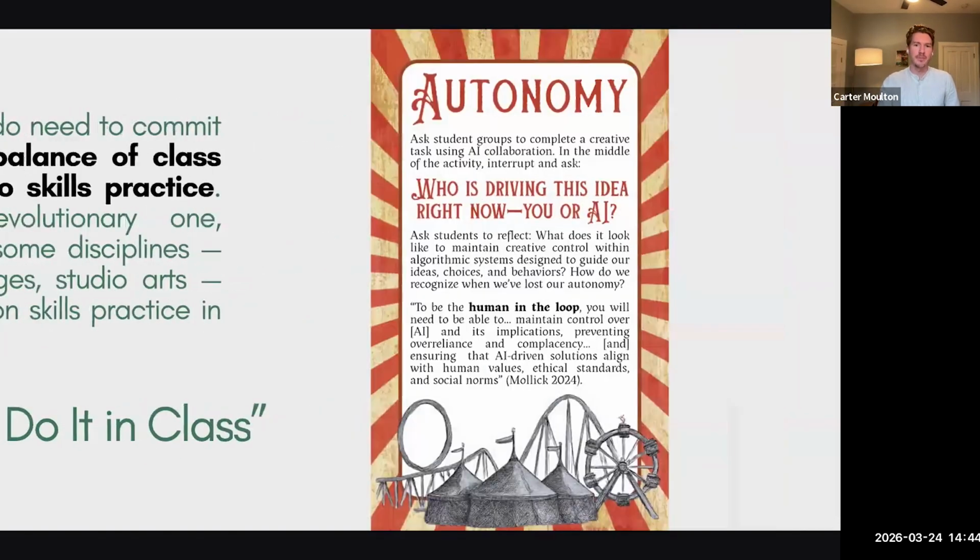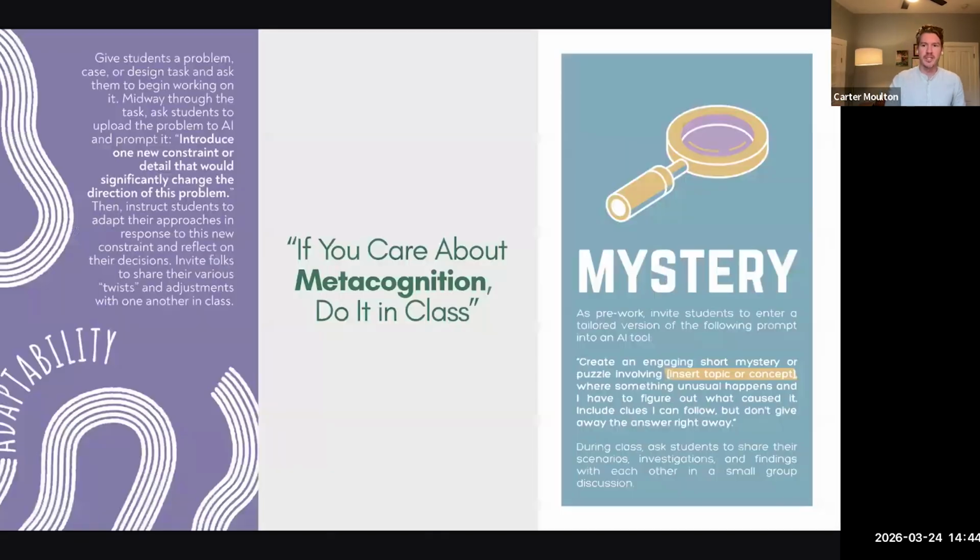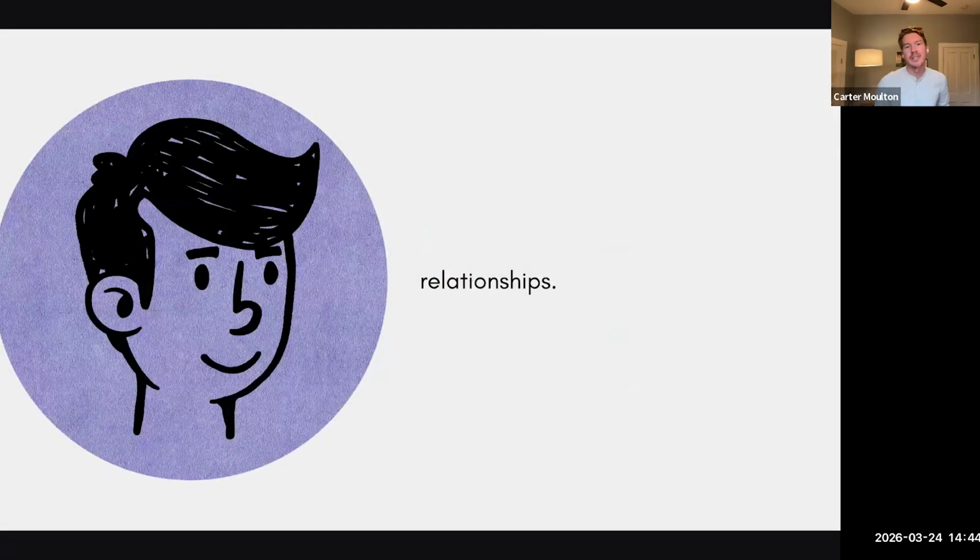All right. So I'm going to skip through some of these. I've got too many ideas here. I want to make sure we have time. The last one I want to focus on is relationships. So how do we redesign our relationships together in the age of AI?